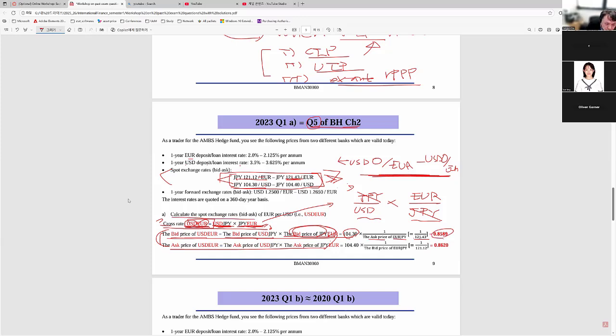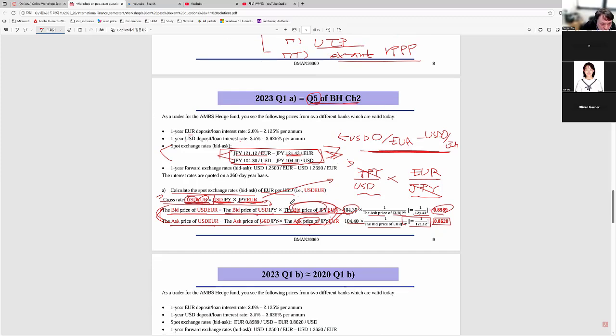Can you compute the bid and ask rate of the EUR per USD? In question A, the ask price is the ask price times the ask price. The ask price of USD JPY is given, 104.40. So what is the ask price of JPY EUR? It's not given. However, we know the bid price of EUR JPY. So take the reciprocal of this one, and we can compute 0.8620. So make sure you know everything you use to solve all practice questions. This kind of thing could be asked.